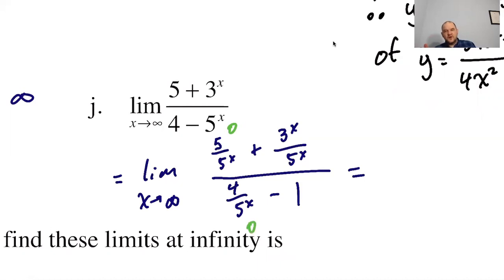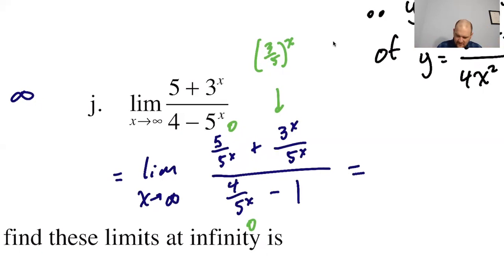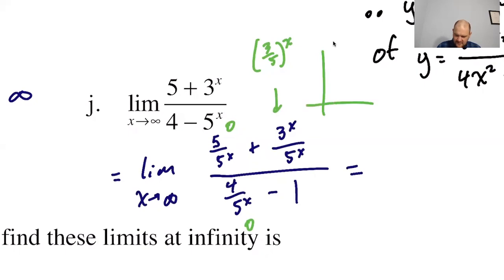3 to the x over 5 to the x, we could think of as 3/5 to the x. So 3/5 to the x, let's do a couple of them, right? 3/5, and then to the second is 9/25, and then 27/125, 81/625. It's getting smaller. It's going to approach 0, or just think of what that graph looks like. That graph definitely goes to 0. Can I think of why that graph goes to 0? What does it look like for negative x values? I don't even want to know.